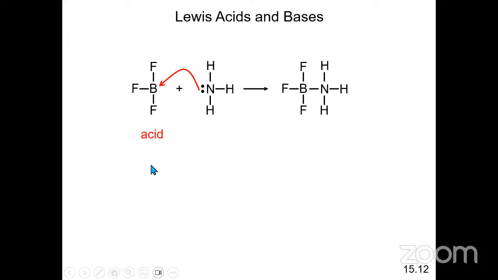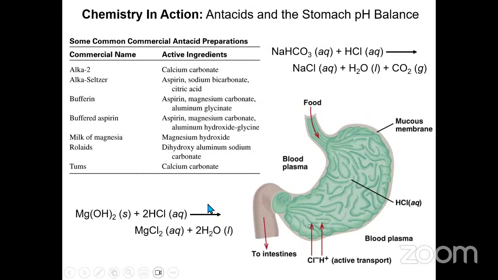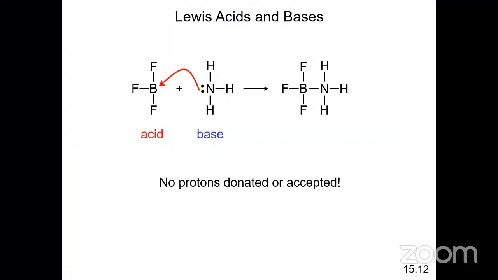So according to Lewis, this would be an acid, and this would be a base, but there are no protons that are donated or accepted. So therefore, according to Bronsted, this would not be an acid-base reaction, but according to Lewis, this would be an acid-base type of reaction, all right?